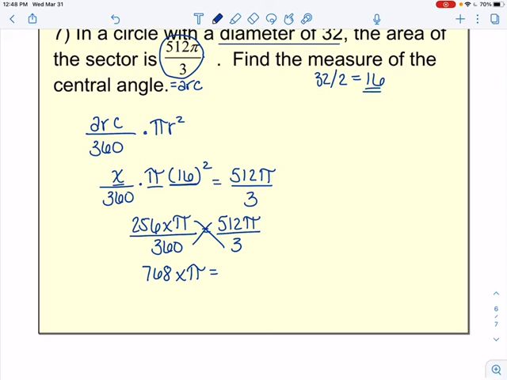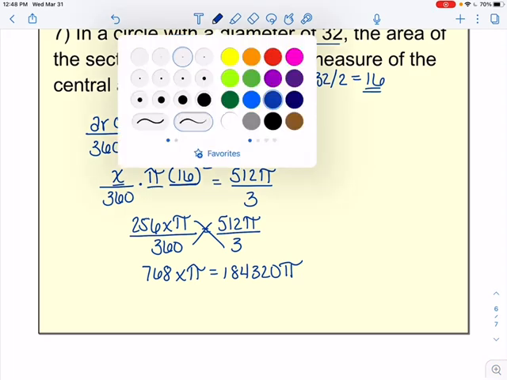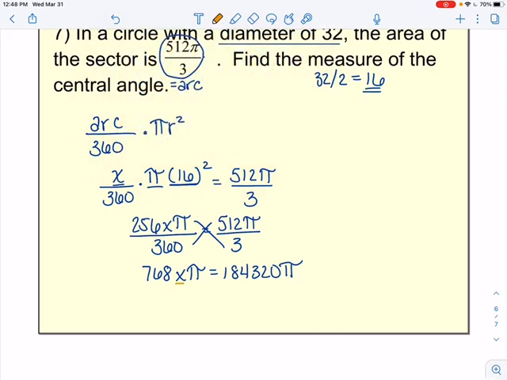And when I cross multiply the 360 times 512, 360 times 512 is going to give you 184,320, and tack on the pi. So this x is what I want to get rid of. So to get rid of that x, again, I'm multiplying x right now by 768 and by pi. So the opposite of multiplying by 768 and pi is to divide by 768 and pi. Whatever you do to one side, you have to do to the other.